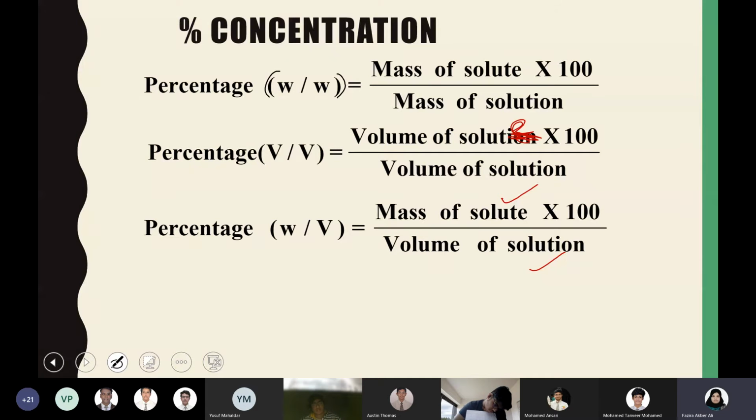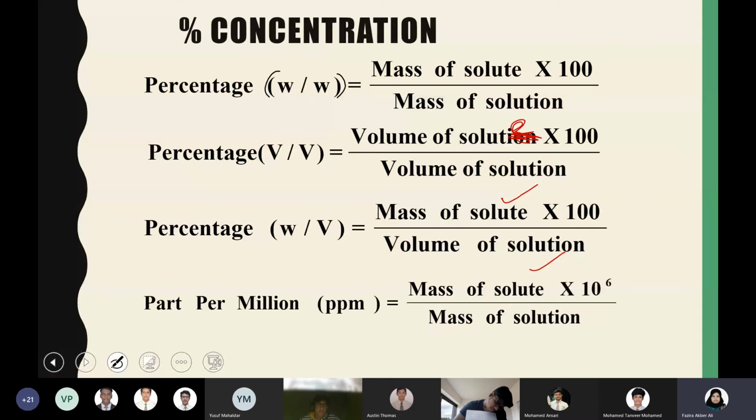What's the last one? The last one is parts per million. No, ma'am, sorry, I'm on the third one. The third one is mass by volume percentage. But what is the name? First is mass percentage, then volume percentage, then? Third one is mass by volume percentage. Come on, mass by volume, that's the name.